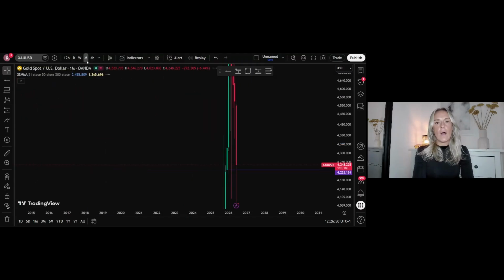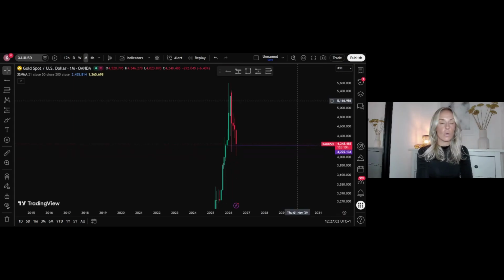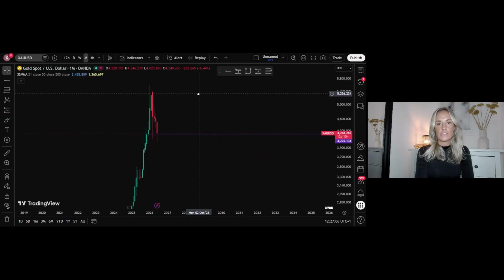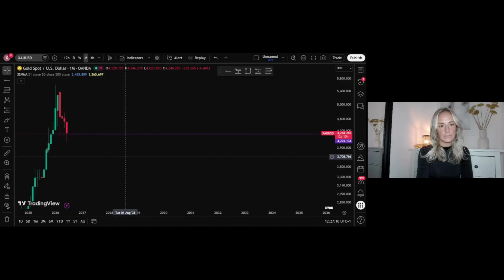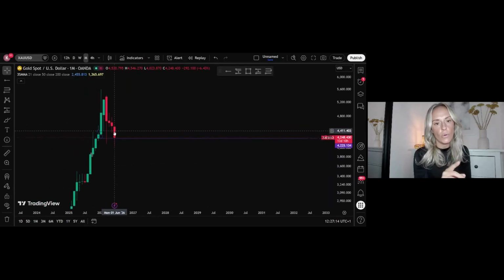What I would do is called a top-down analysis. So I would start on a monthly view. Okay. So this is a monthly view of gold against the US dollar, right? Each candlestick, these are called candlesticks, represents 1 month's worth of price movement.